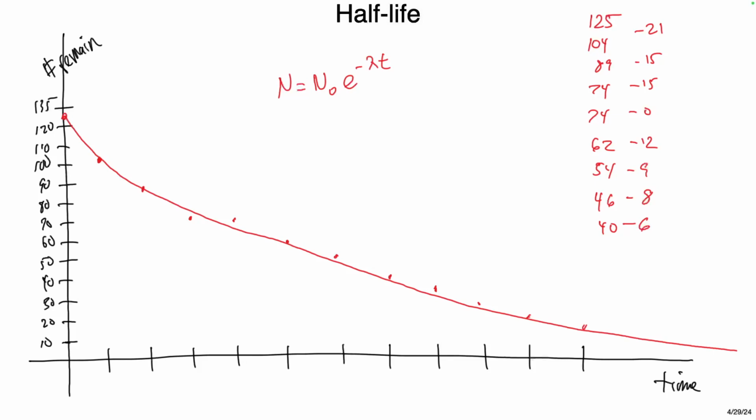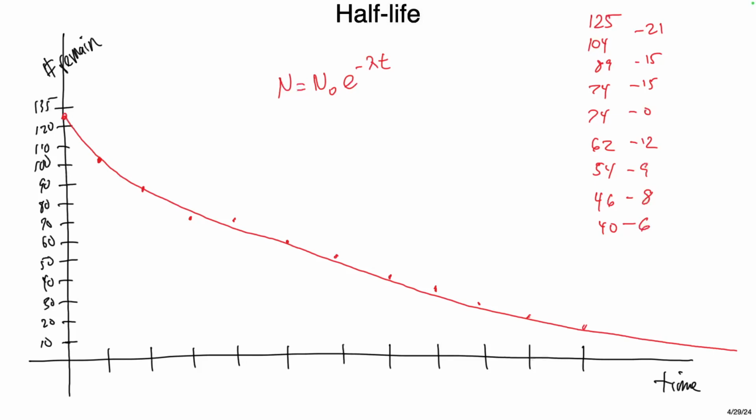From this, we can pull predictive information, right? We can plug in any time t. If we know lambda, the decay constant, we can plug in a time and then predict where we're going to be on this curve.